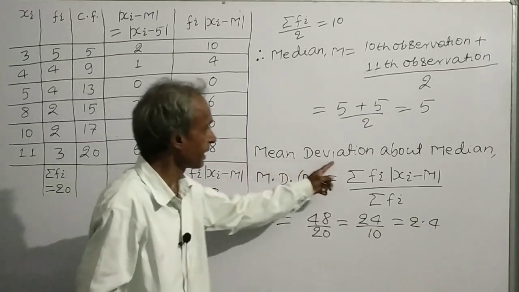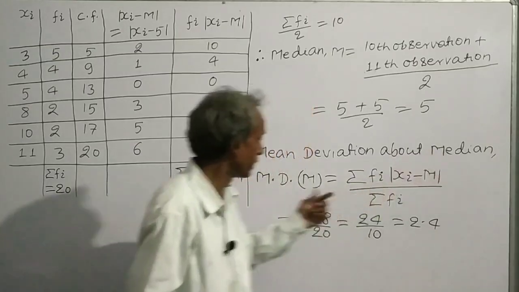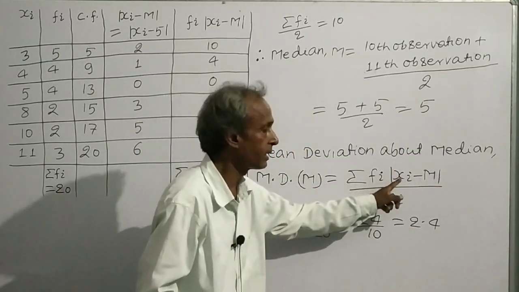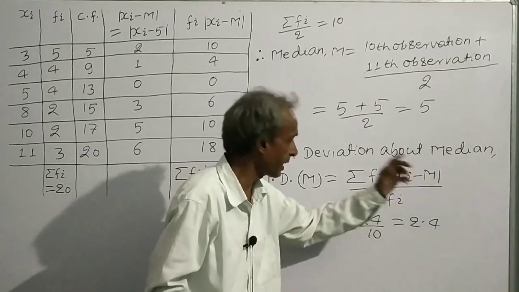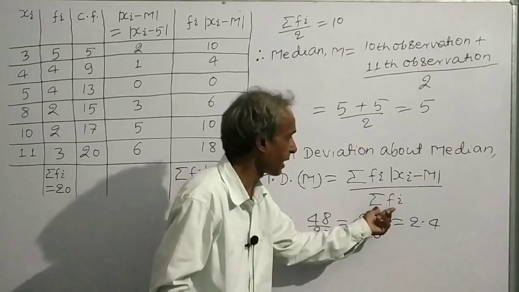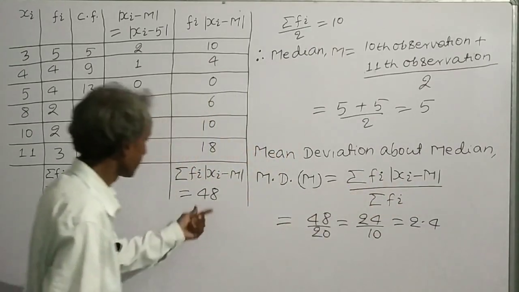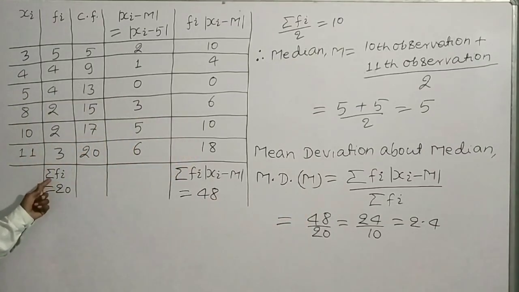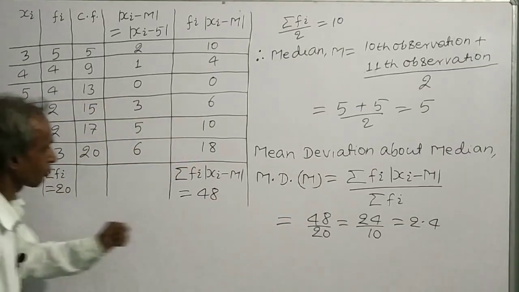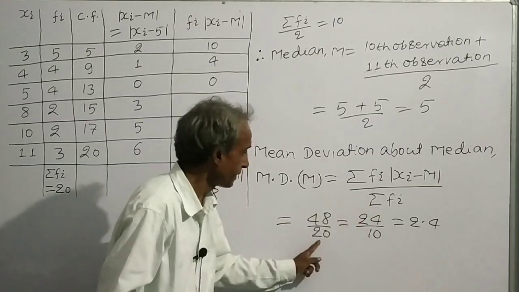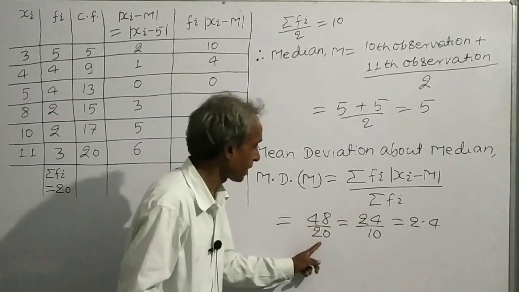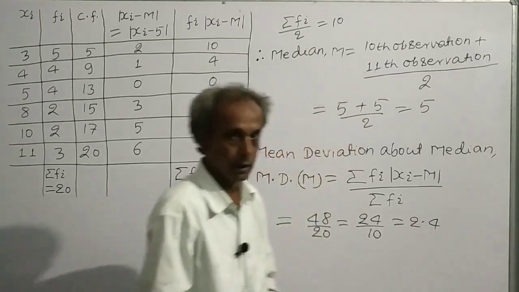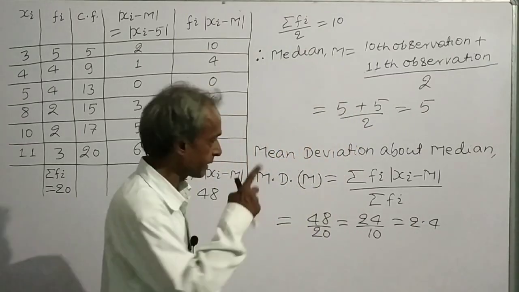Now, mean deviation about median is equal to sigma fi, mod of xi minus M divided by sigma fi. Value of this is equal to 48, and value of sigma fi is equal to 20. 48 divided by 20 gives 2.4. Now read this question.